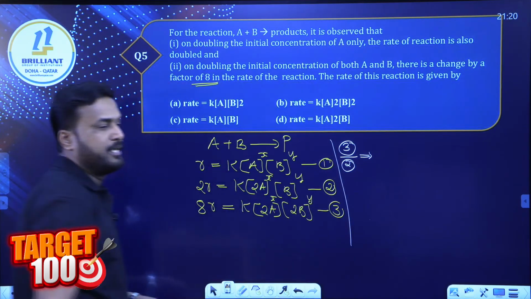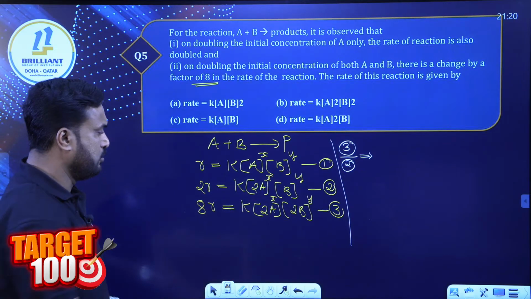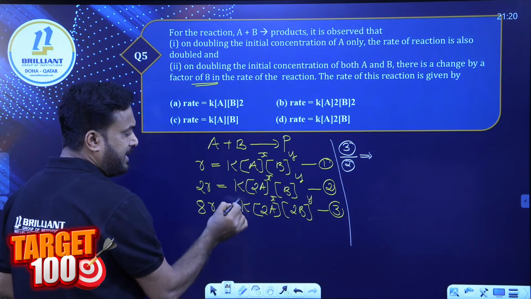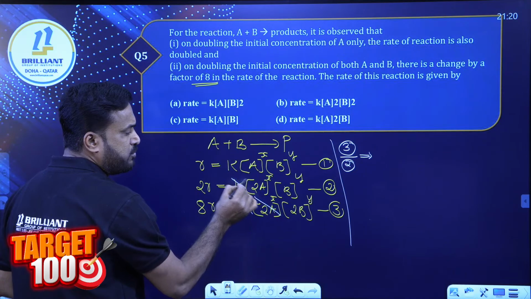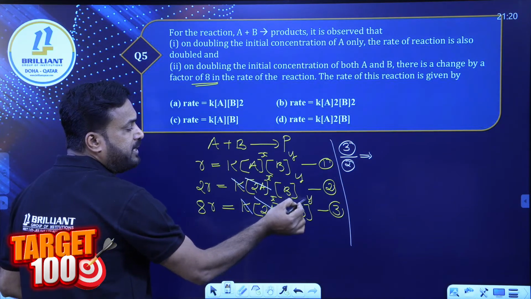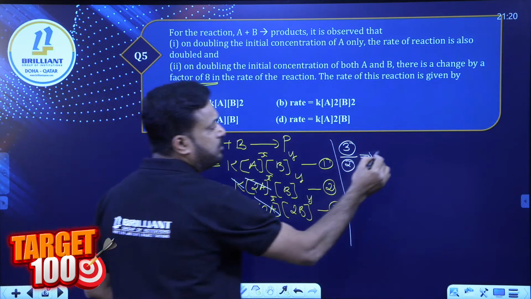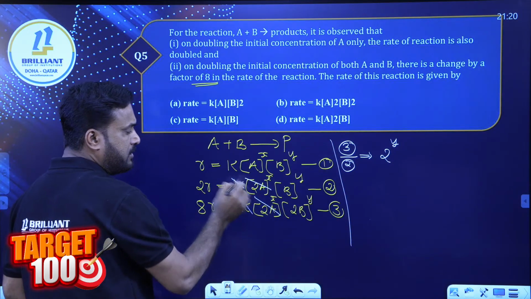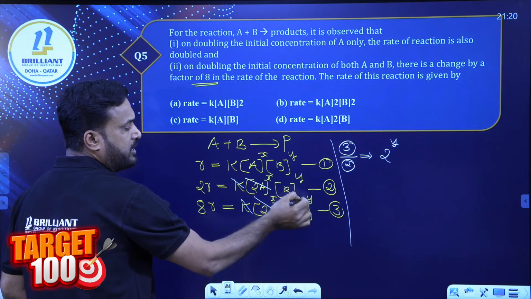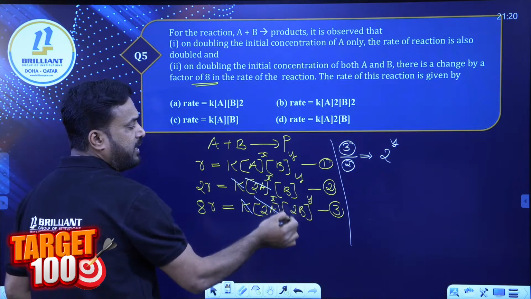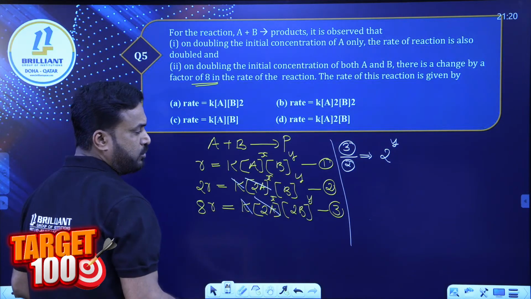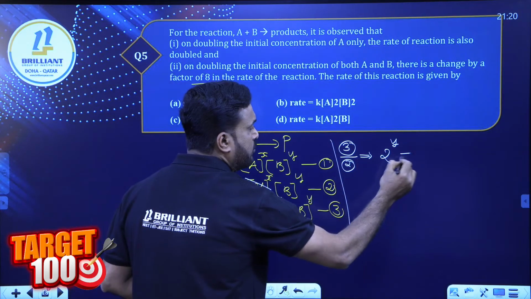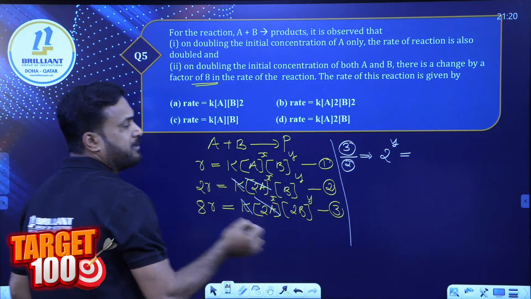Equation number 3 divided by equation number 2: you know that K will be cancelled, 2A raised to X and 2A raised to X will be cancelled, and 2B raised to Y divided by B raised to Y is 2 raised to Y only, isn't it? These factors will be cancelled, so you will be getting 2 raised to Y is equal to 8R divided by 2R.